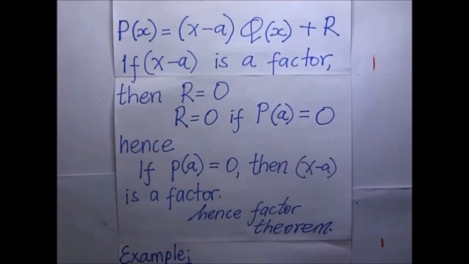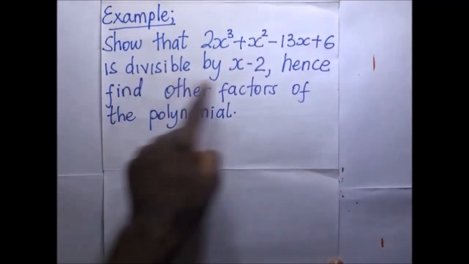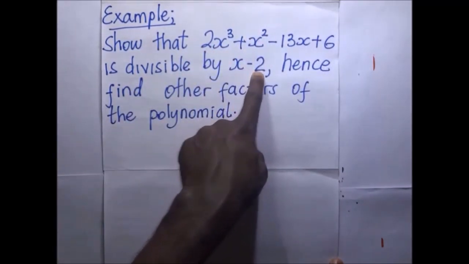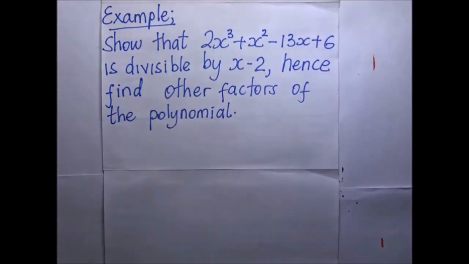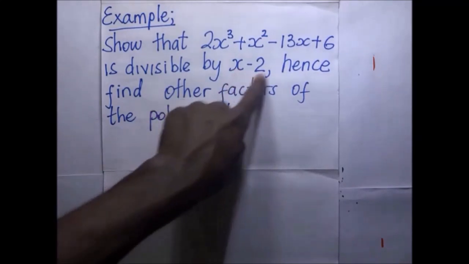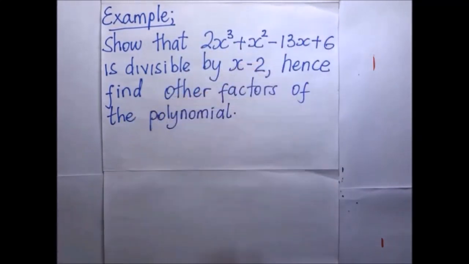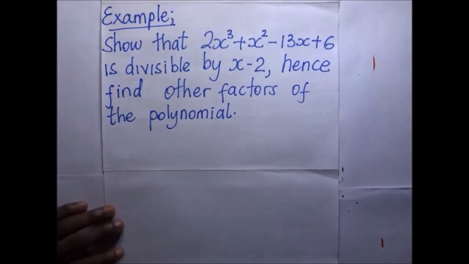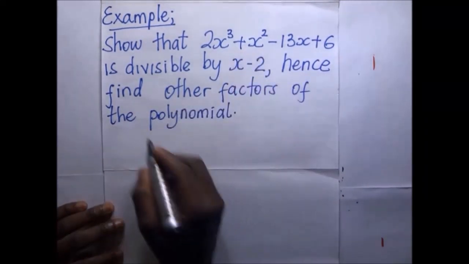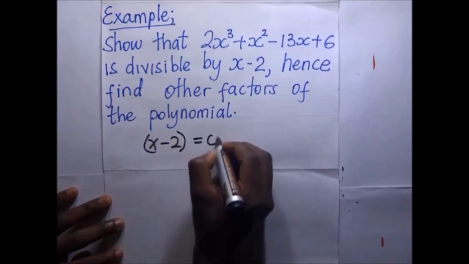So let's do an example. Looking at that example, they're telling us to show that this polynomial is divisible by x minus 2. Hence, find the other factors of the polynomial. So if this polynomial is divisible by x minus 2, it means x minus 2 should be equal to 0.